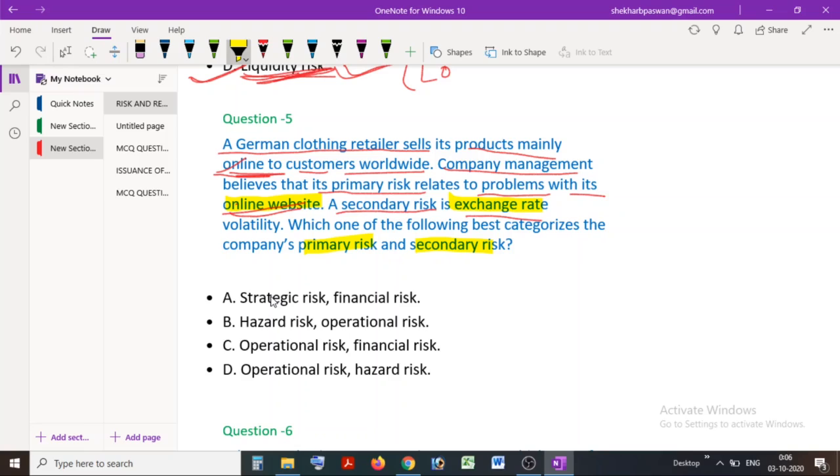Strategic risk and finance risk, okay. Here, exchange risk is related to finance, and the operation of the online website is related to operations. So let's see which option is there: strategic risk, finance risk, hazard risk, operational risk. The online website is related to operational risk, and exchange risk is related to finance. Here we are getting the perfect combination. So the correct answer is C. Okay, so the fifth is also completed.